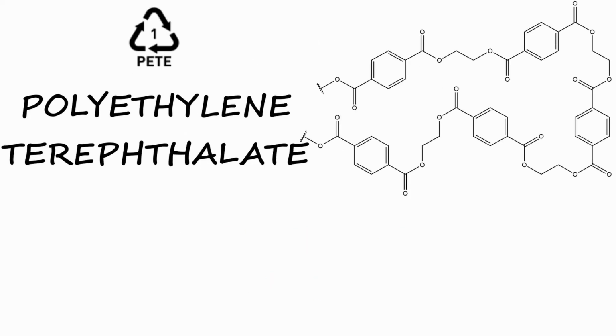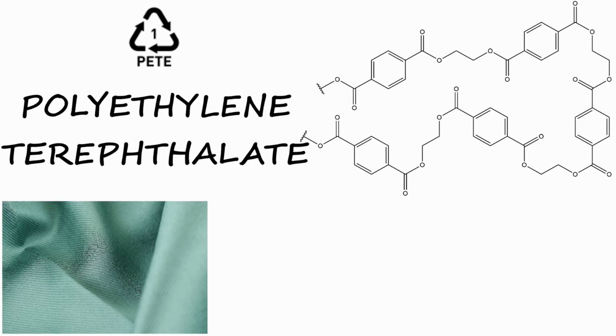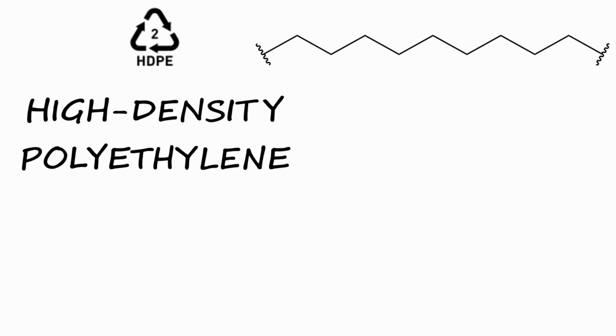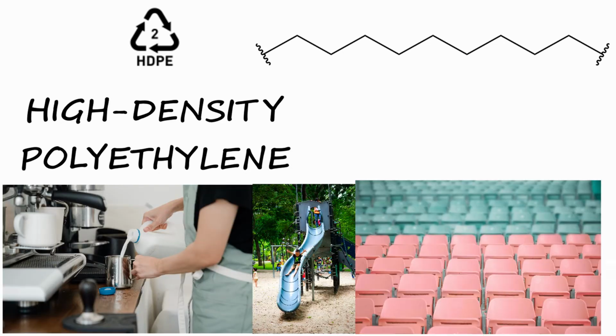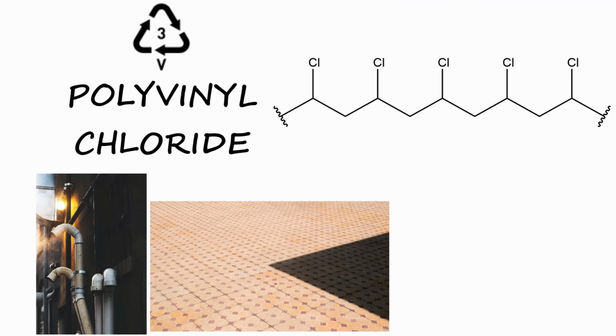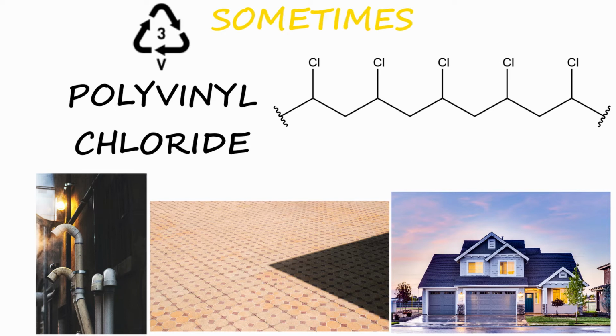1. Polyethylene terephthalate. Polyester fabrics, clamshell packages, plastic bottles. Widely recyclable. 2. High-density polyethylene. Milk jugs, playground equipment, plastic chairs. Also widely recyclable. 3 is polyvinyl chloride or PVC. Pipes, flooring, siding. Usually recycled by national initiatives rather than through curbside pickup.